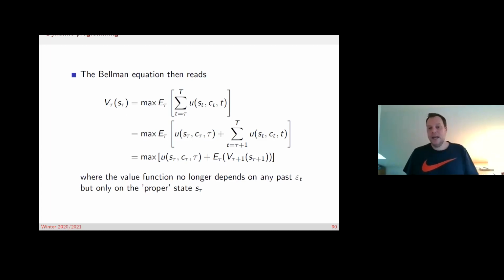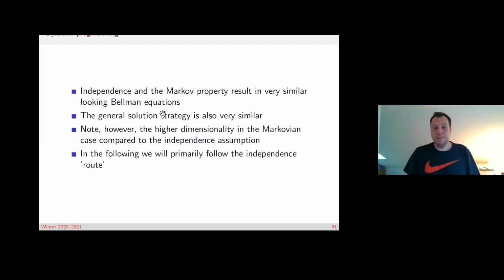So this makes for an even simpler specification, because if you compare the deterministic case with the case where we have independent shocks, this looks super similar again, except for the need to calculate the expectation over the future value that you might be in.